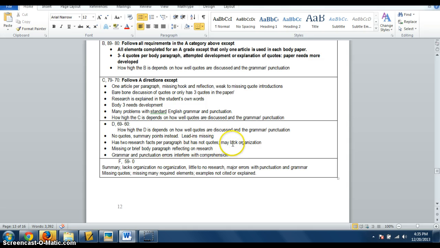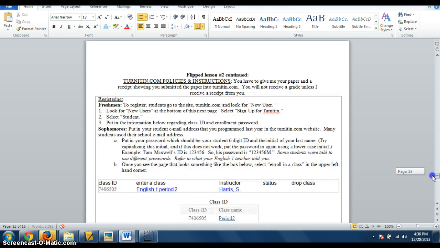D, now we're talking about. It lacks facts. It lacks quotes. It's a summary. Here's no quotes. You're just summarizing the facts, no quotes. So, and then it's really not developed, no organization. And then F, we're not even going to go there.